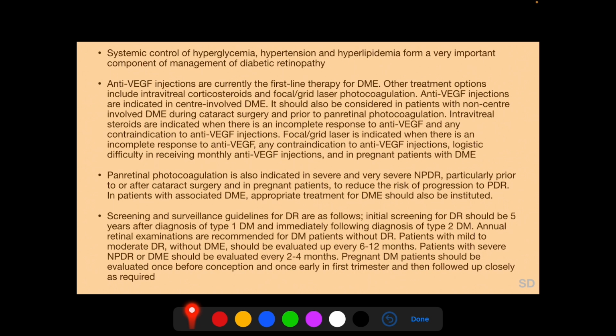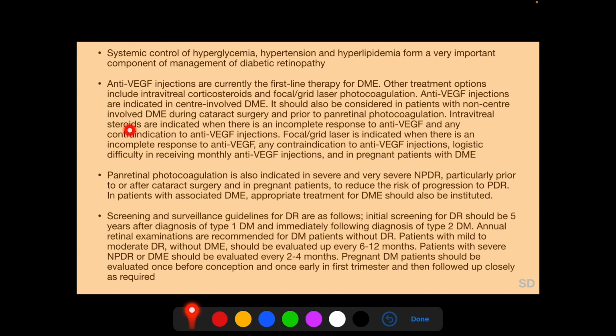Systemic control of hyperglycemia, hypertension, and hyperlipidemia forms a very important component of management of diabetic retinopathy. Anti-VEGF injections are currently the first-line therapy for diabetic macular edema. Other treatment options include intravitreal corticosteroids and focal and grid laser photocoagulation. Anti-VEGF injections are indicated in center-involved DME. It should also be considered in patients with non-center-involved DME during cataract surgery and prior to panretinal photocoagulation.